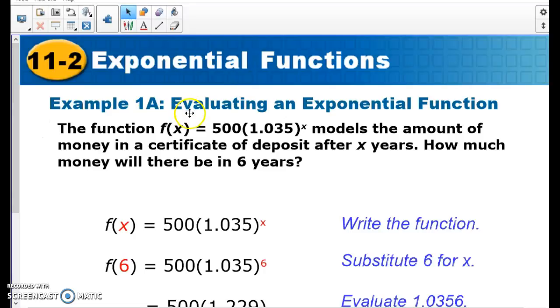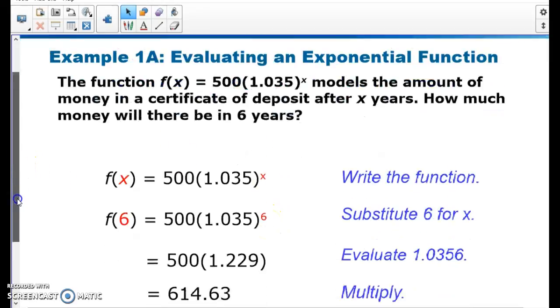So we have the function 500 times 1.035 to the x, which models the amount of money in a certificate after x years. How much money will there be in 6 years? So if we're getting 3.5% interest here, there's my 100% plus my extra 0.035, so 1.035, and after x years, and this time it said to put in a 6 there.